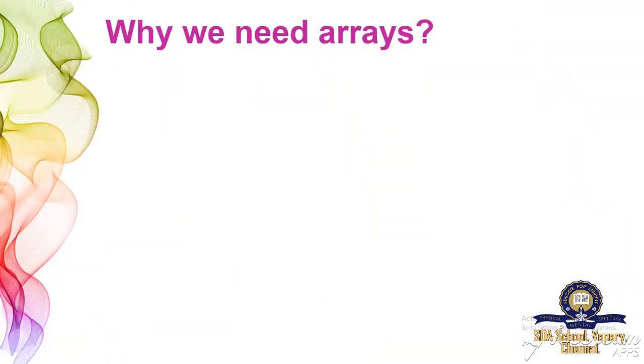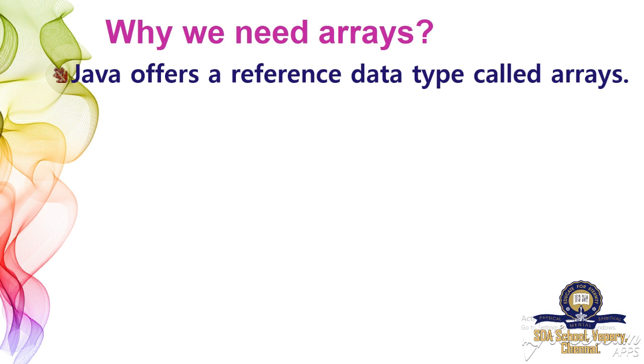Why we need arrays? Java offers a reference data type called arrays. So already we know there are two types of data types. One is primitive, another one is reference. What is a reference? Another name of reference data type is composite data type. Reference data types in Java are those which contain reference or addresses of dynamically created objects.